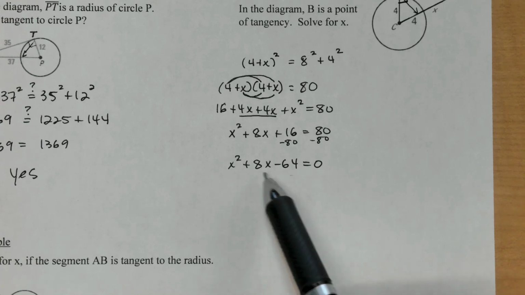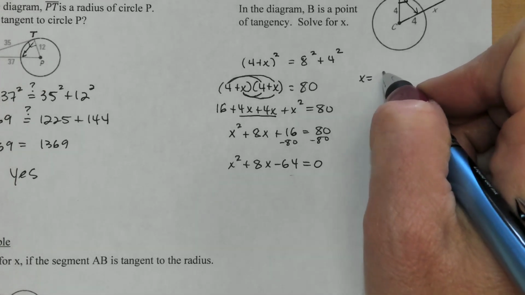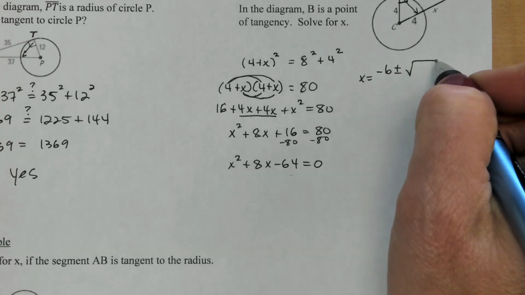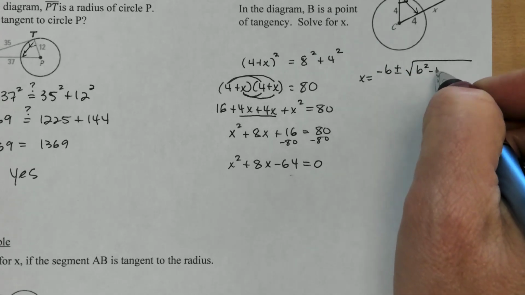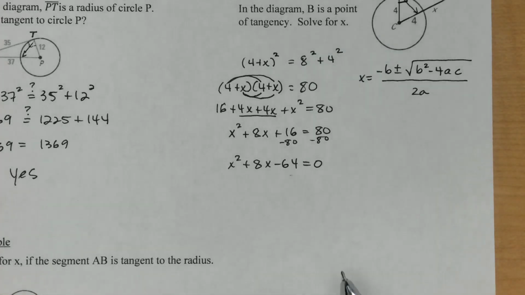This one does not factor very nicely. It comes out to be decimals. So we're going to do the quadratic formula. If you don't remember the quadratic formula, here it is. Negative b plus or minus the square root of b squared minus 4ac all over 2a.